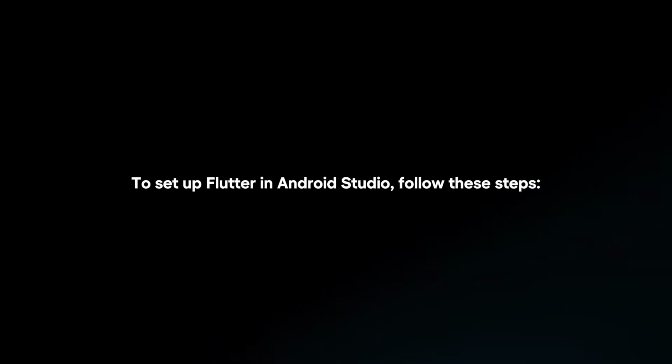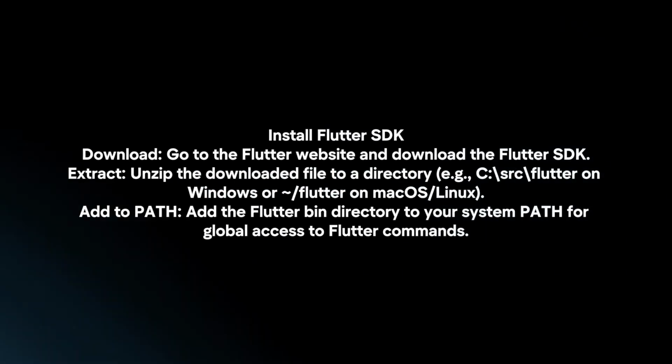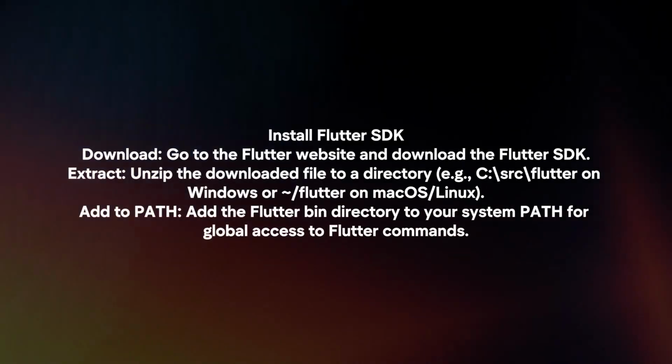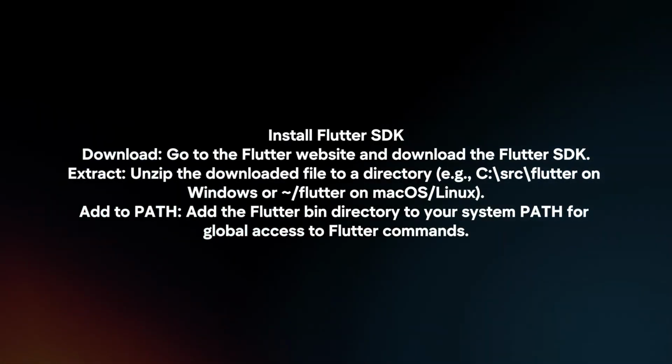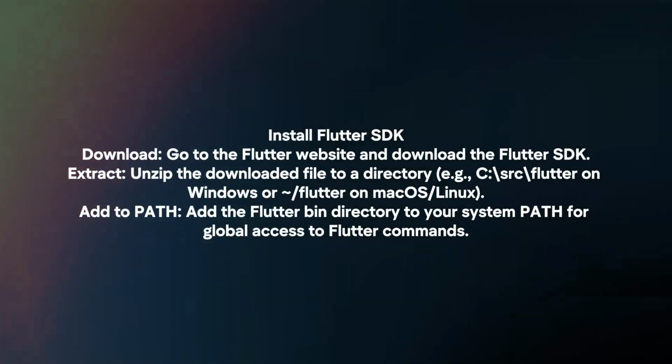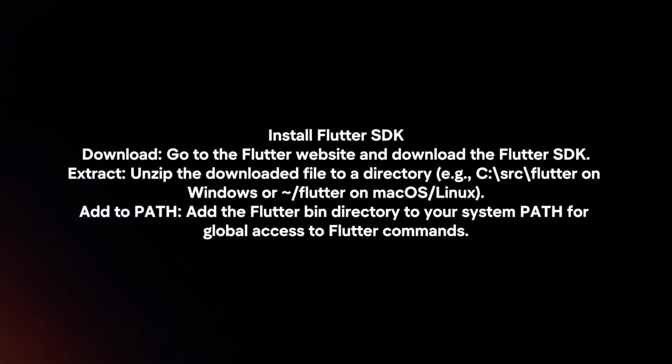To set up Flutter in Android Studio, follow these steps. Install Flutter SDK. Download: go to the Flutter website and download the Flutter SDK. Extract: unzip the downloaded file to a directory. Add to path: add the Flutter bin directory to your system path for global access to Flutter commands.